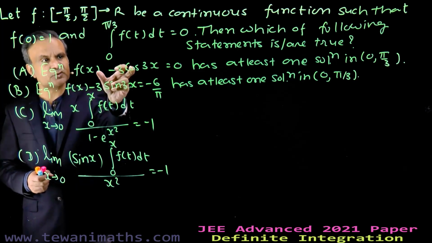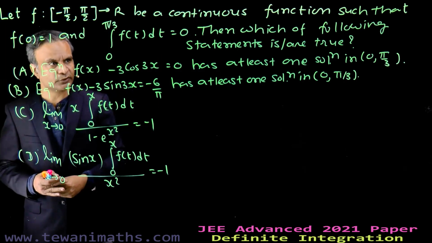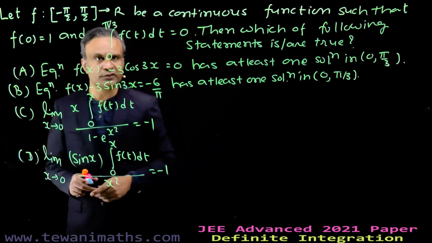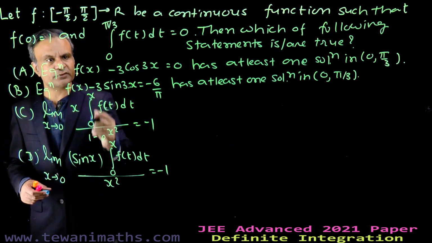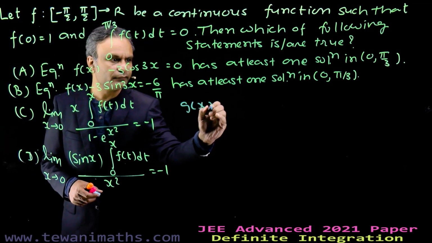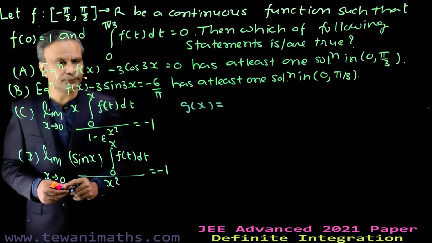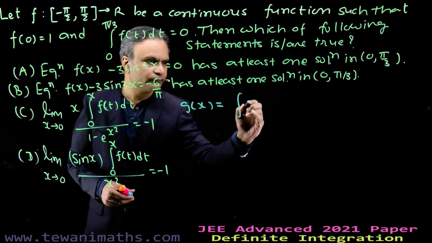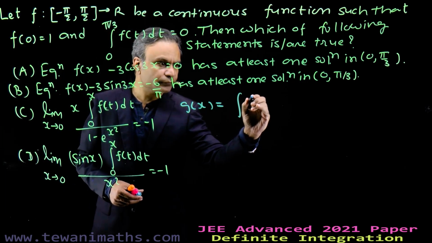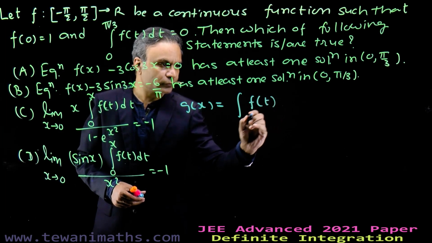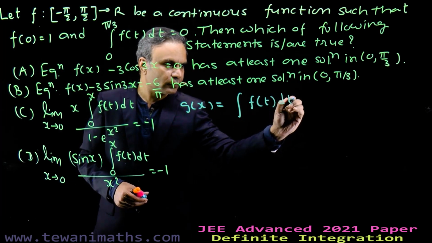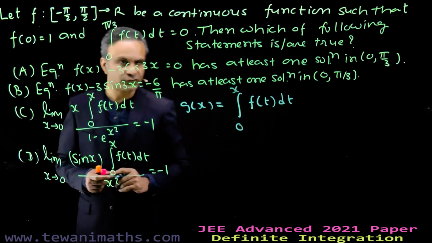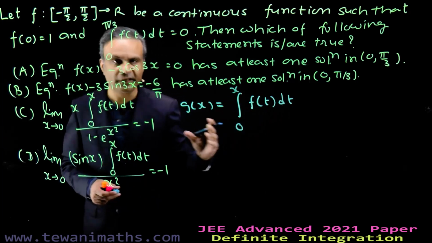Okay, in that case, this must be the derivative of some function which becomes 0 in the interval 0 to pi by 3. So we create a function whose derivative is this function. g(x) will be, here we have f(x), so we create a term with an integral. We must have the integration of f(t) from lower limit 0 to upper limit x. The derivative of this will be f(x).